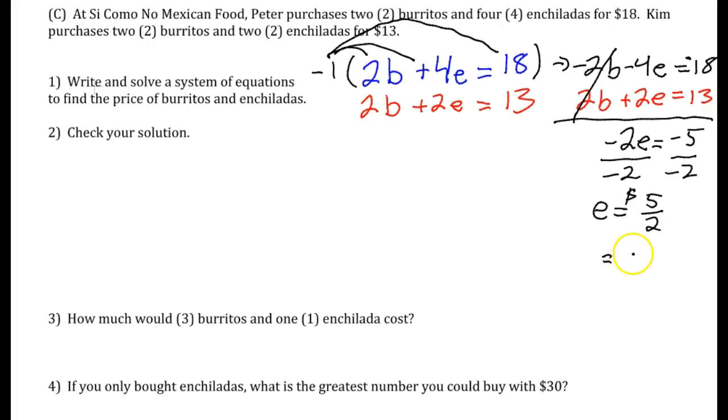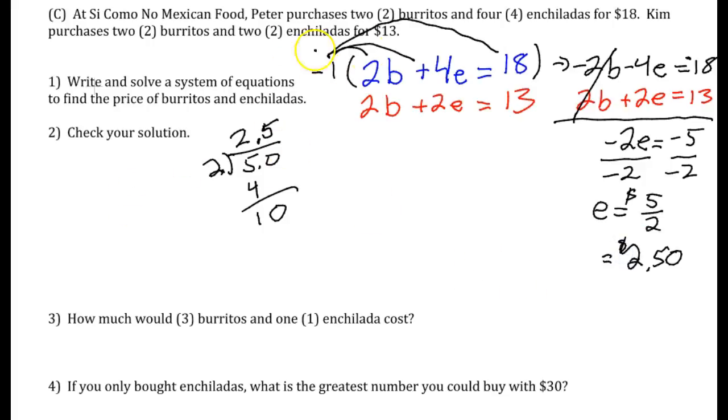If you need to, you can go off to the side and say, okay, 2 goes into 5 how many times? Okay, 2 goes into 5 2 times. You get 4. 2 goes into 10 5 times. Right? So we get $2.50 for an enchilada. Okay, are we finished?